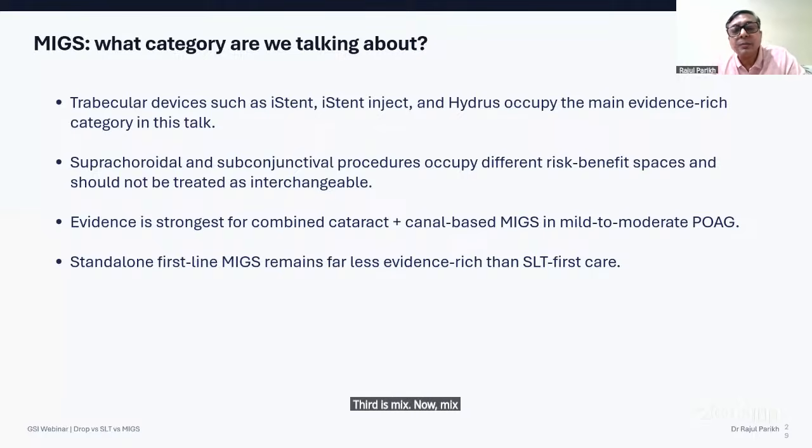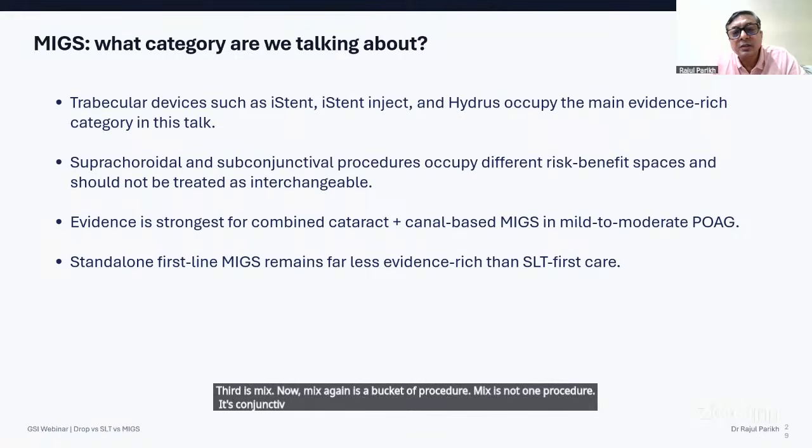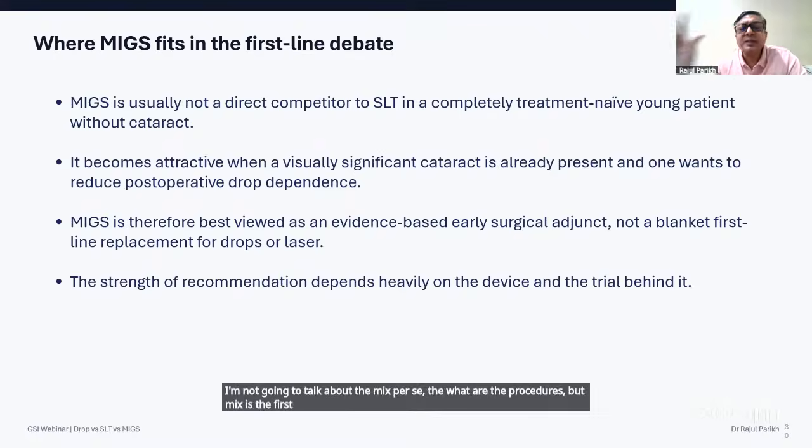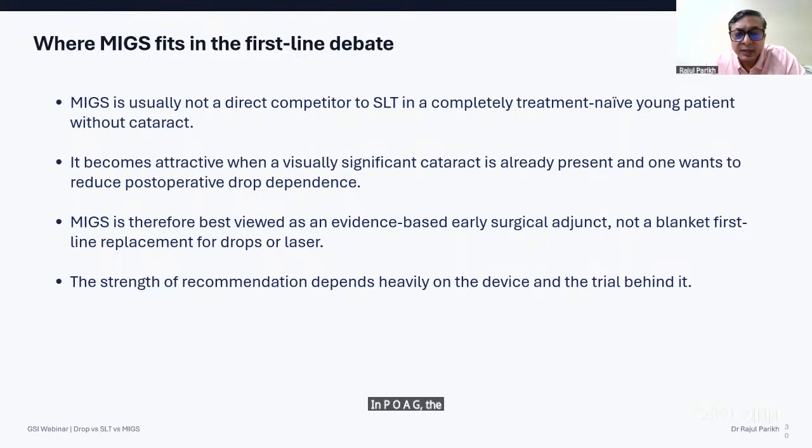Third is MIGS. Now MIGS again is a bucket of procedures. MIGS is not one procedure. It's conjunctiva based, canal based, suprachoroidal based. So again, I'm not going to talk about the MIGS per se, what the procedures are, but MIGS as a first line. Now MIGS as first line in POAG, the debate doesn't arise, because if you look at the literature, MIGS always has a good success rate when it's done with cataract surgery.